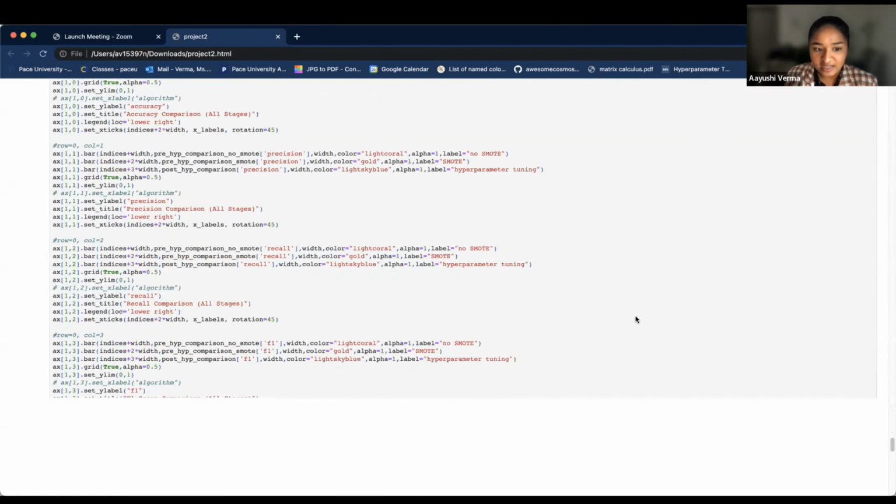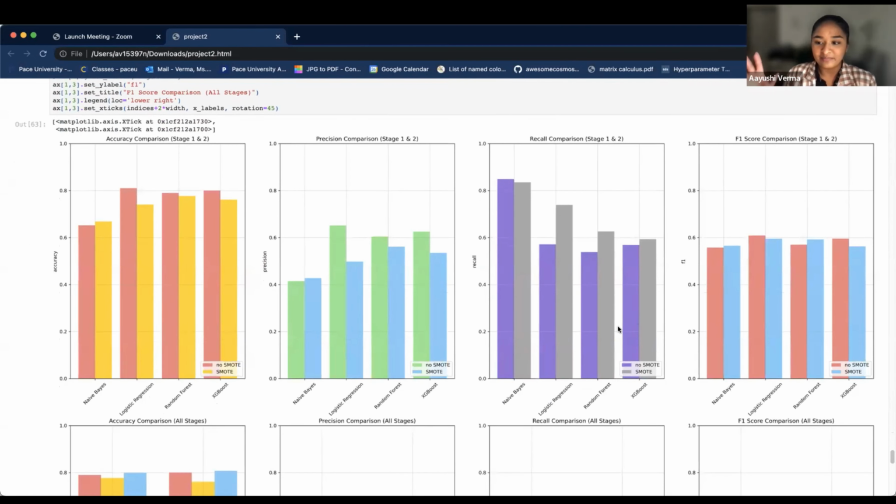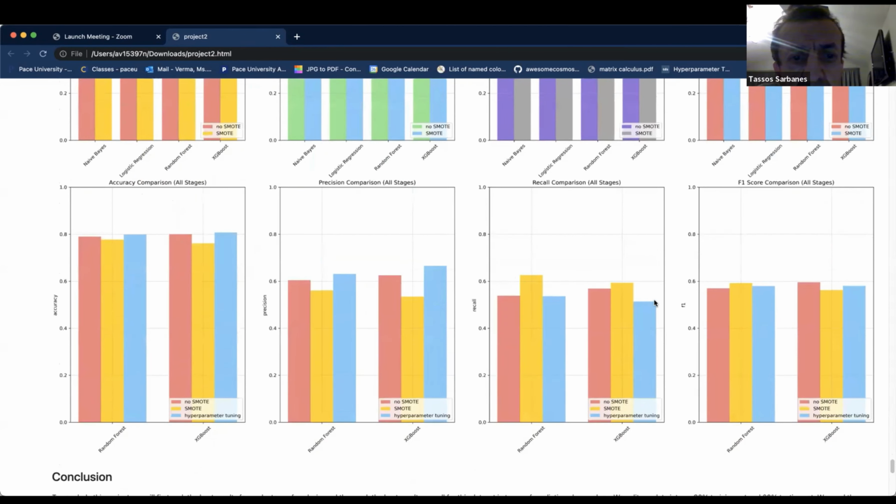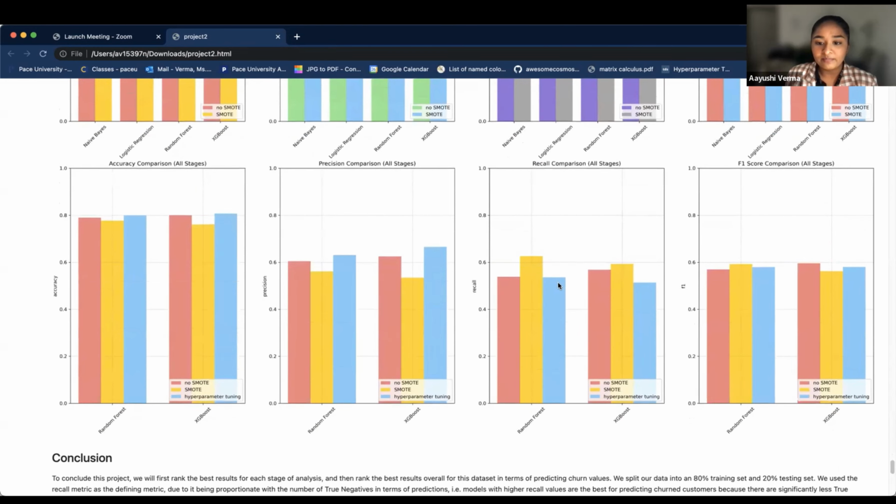Finally, to summarize everything, I put everything into a single graph, looking at the accuracy, precision, recall, and F1 score for the first 2 stages, normal versus SMOTE, and also the same graph that I just showed. This is a good summary.